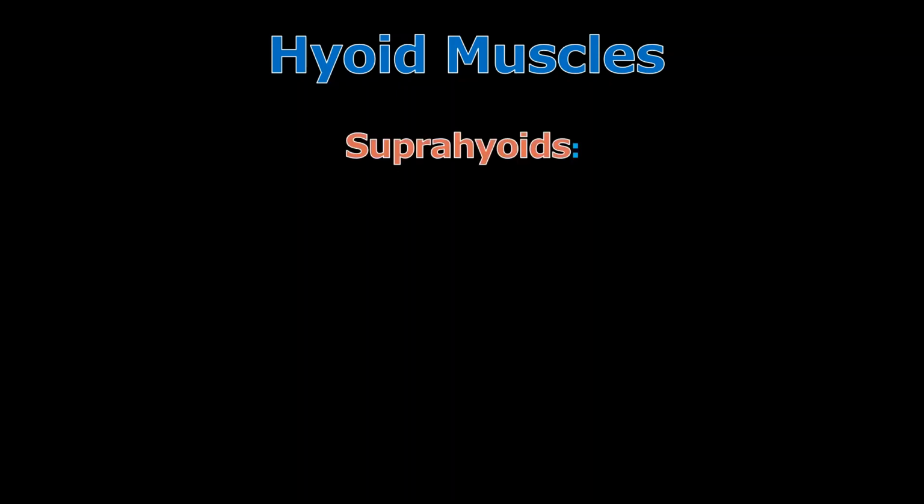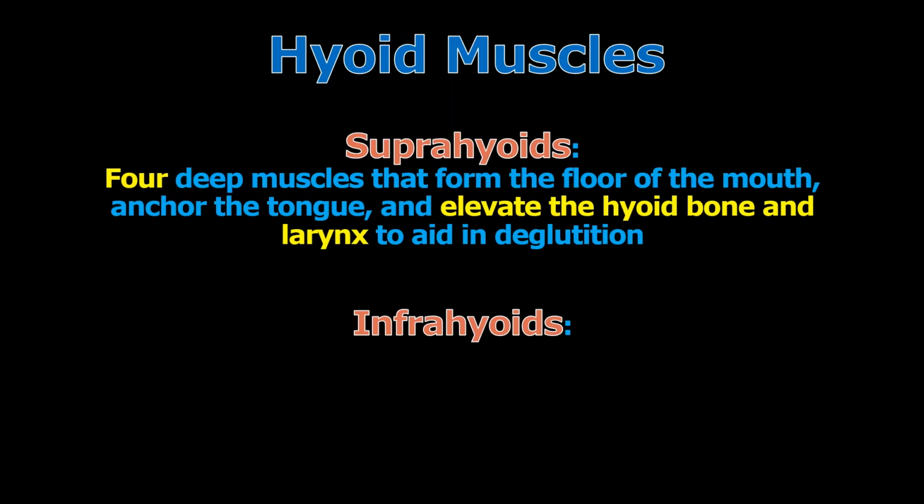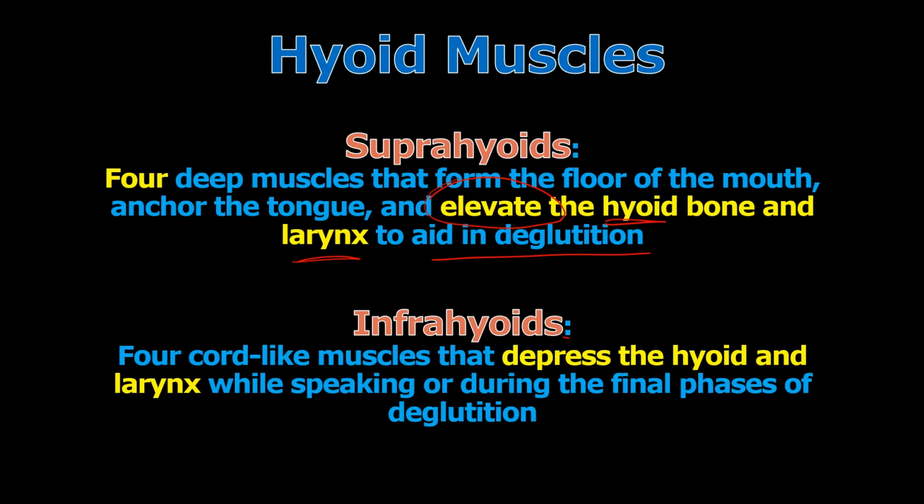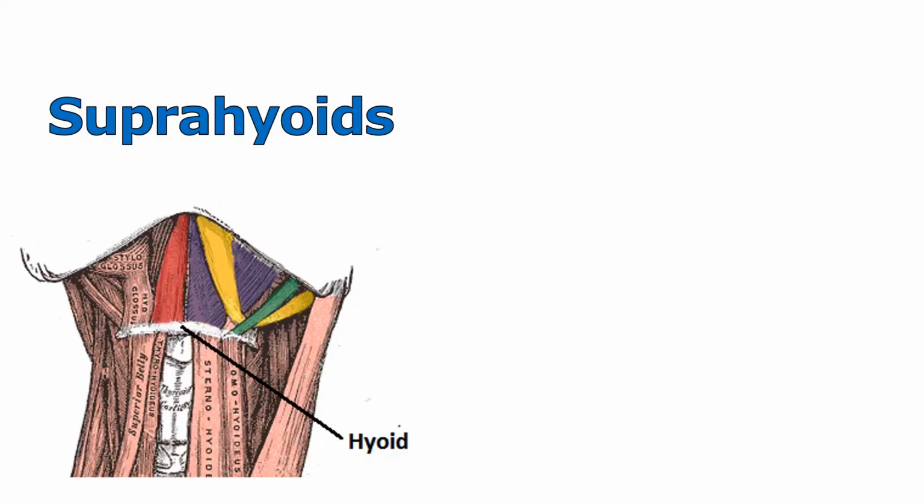There are two groups essentially, a group of 4 that are above the hyoid called suprahyoids. They're superior to it. And then there are also a group of 4 below the hyoids called the infrahyoids. So the suprahyoids, because they are above or superior to the hyoid, will all help to elevate not only the hyoid bone, but also the larynx itself as we swallow to aid in deglutition. The infrahyoids, being underneath, will depress the hyoid and the larynx while we're talking or during the last stages of swallowing.